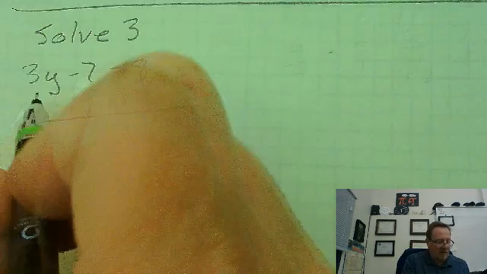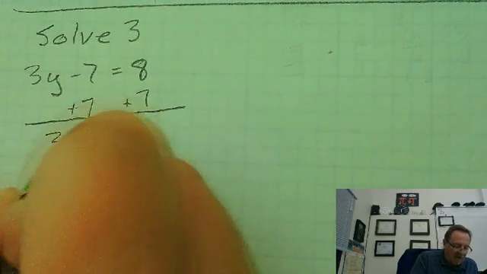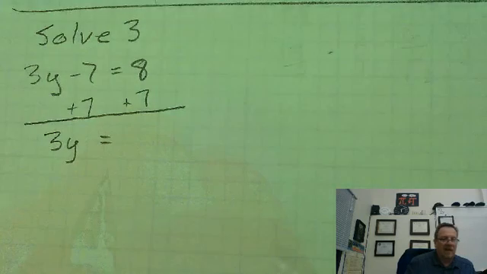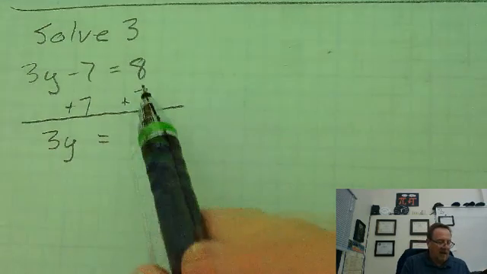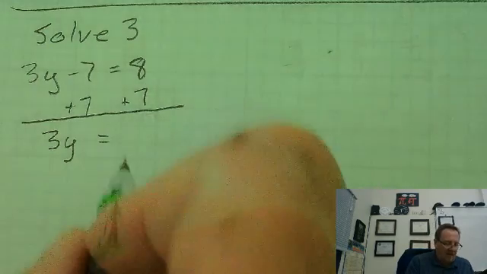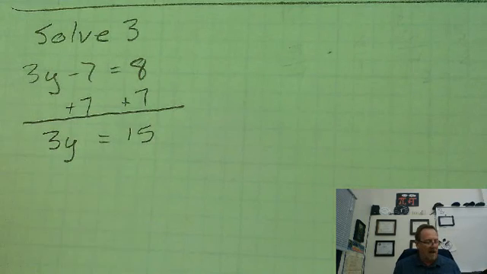So they cancel each other out, but don't forget we still have 3y hanging out up here. It didn't go away. So we still have 3y. I'm going to write my equal sign because that didn't go away either. And then I look to 8 plus 7, and I know that 8 plus 7 is 15. So now we're halfway through the process.